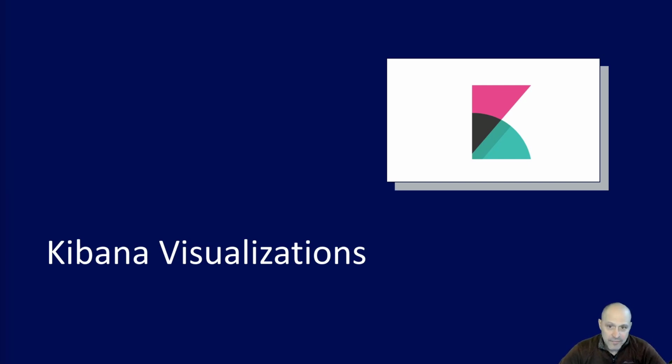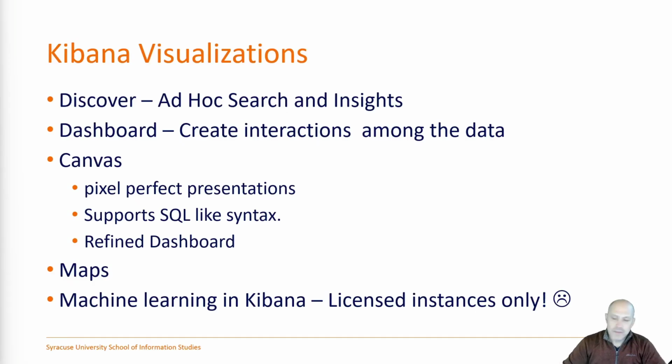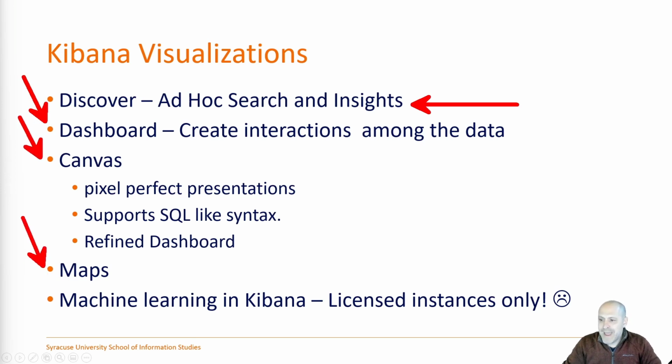Let's take a look at the different types of Kibana visualizations that are out there. So, we saw Discover already. Discover is what we use when we want to just get some ad hoc insights from our Kibana data. And then what we'll do is we'll go over and do 3 demos. We'll do a demo of dashboard, we'll do a demo of canvas, and we'll do a demo of maps.